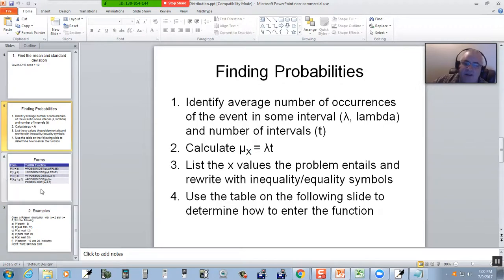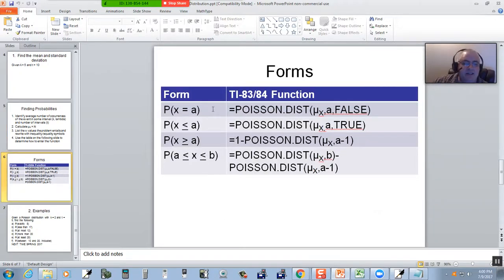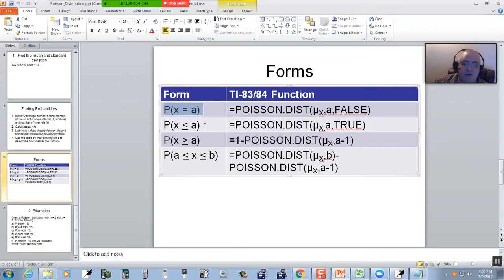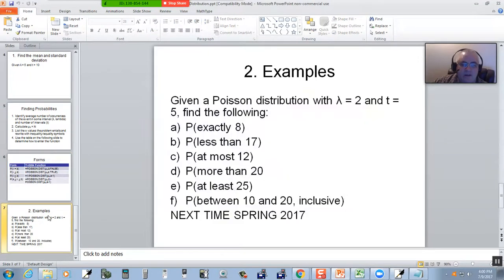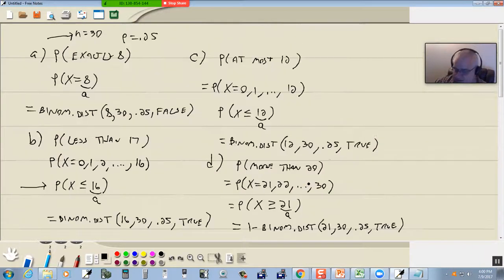This is pretty much the exact same idea as a binomial. You try to get into one of these forms: either an equals, less than or equal to a value, greater than or equal to a value, or between two values, and then you'll plug it into one of these. Okay, so let's take a look at these examples here. Let me clear this off.